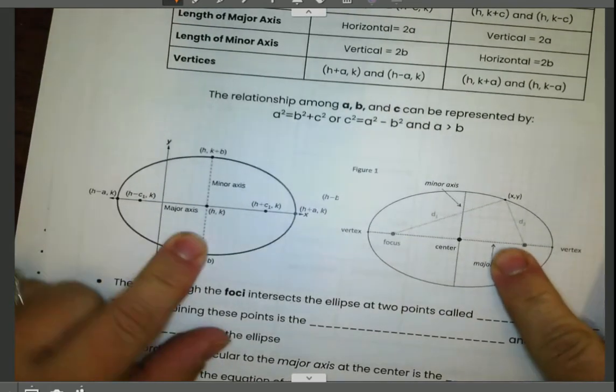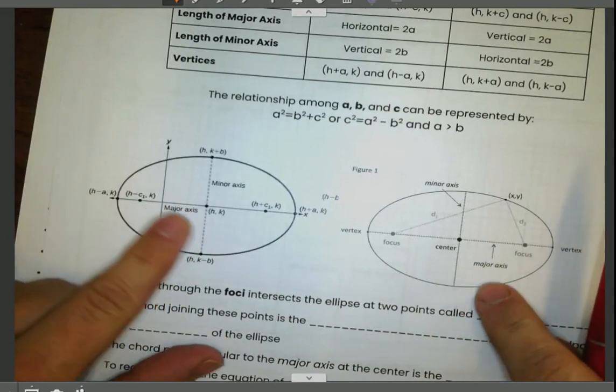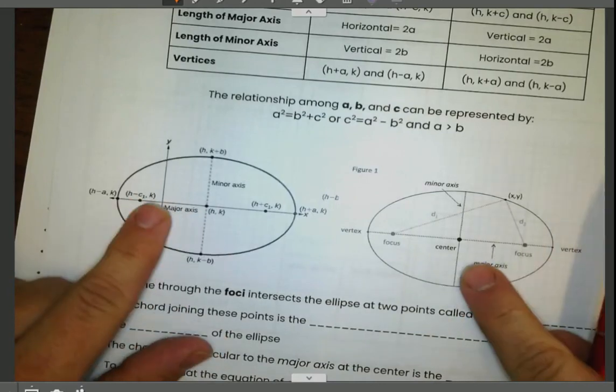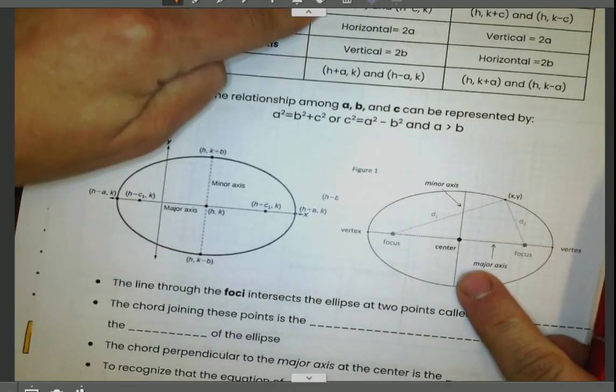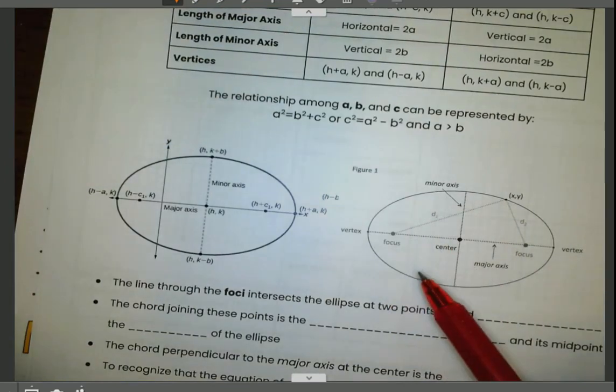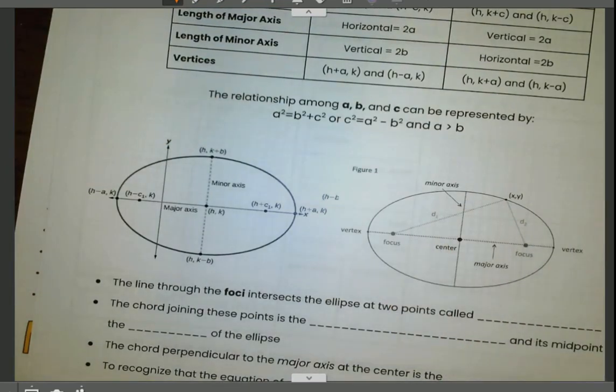So both of these examples down here that I have that break down the parts of an ellipse are both an x squared over a squared setup. And I'm going to point out just a couple of things.